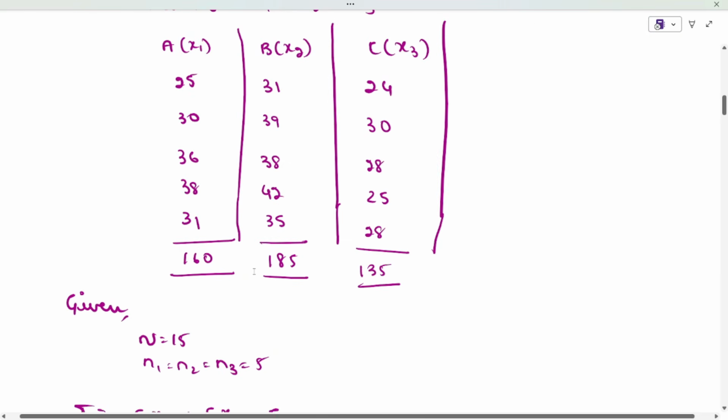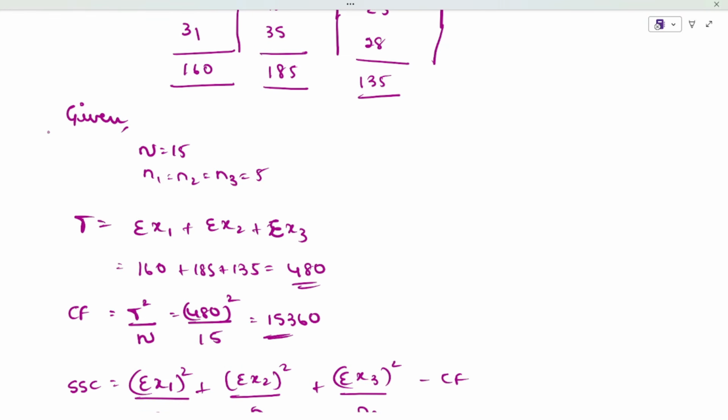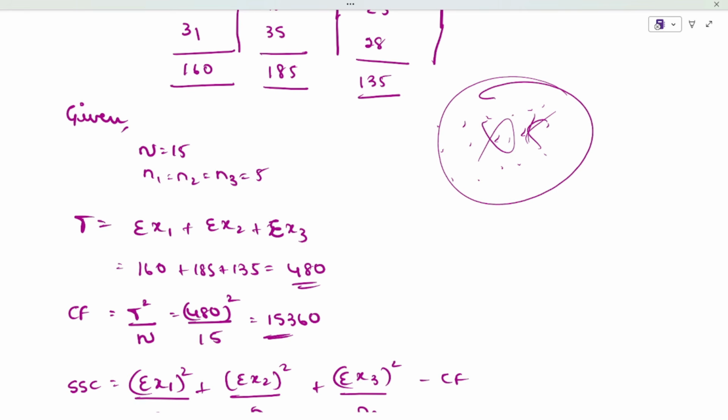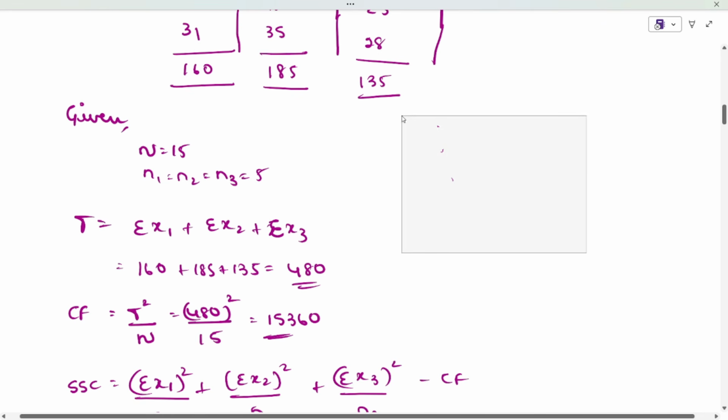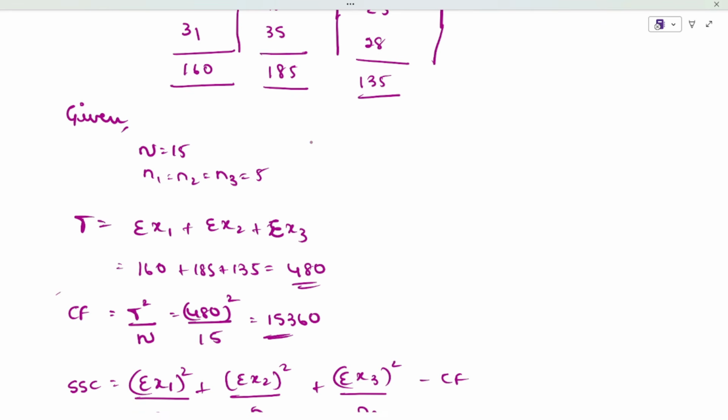You have to add column-wise. If you add these you will get 160, if you add this you will get 185, and if you add this you will get 135. In the same way, n is equal to 15, because if you add all the elements, 5 in each of 3 columns, you get 15. Small n1 = n2 = n3 is 5, because in each column there are 5 elements, but if you add all these it will be 15.